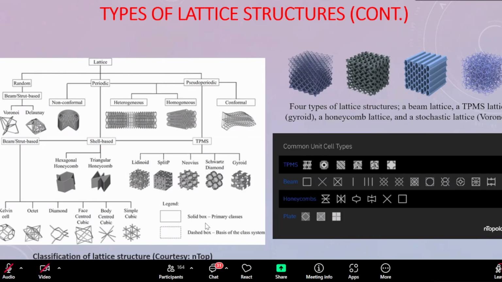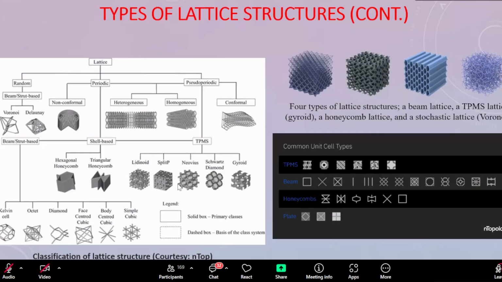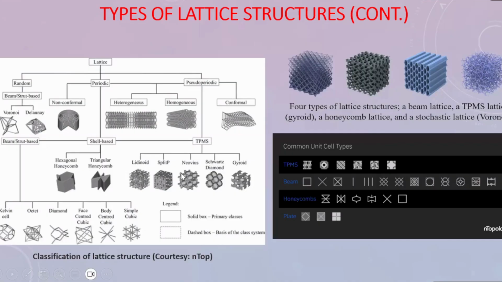Conformal lattice structures. And these are the unit cells of the Lidinoid. It looks like this, and split P will look like this. This is actually a lattice structure, not a lattice unit cell. The particular one part is called a lattice unit cell. This is Neovius. This is a Schwarz diamond. This is a unit cell, and this is a lattice structure, and gyroids. This all comes under TPMS.